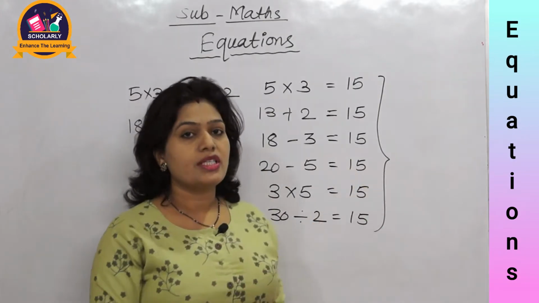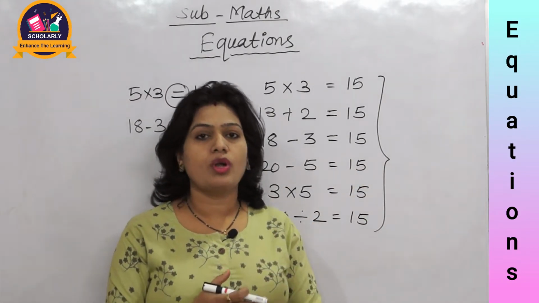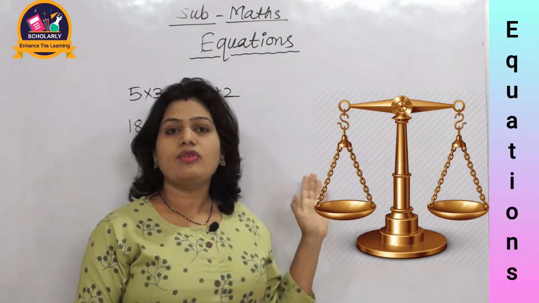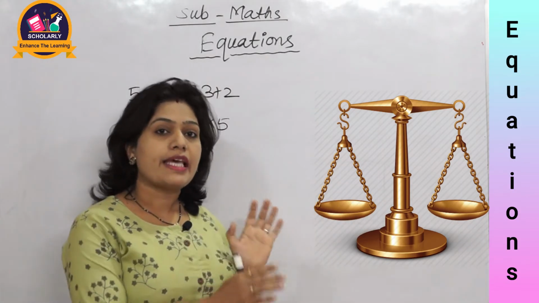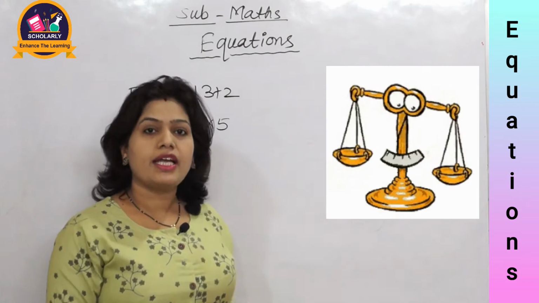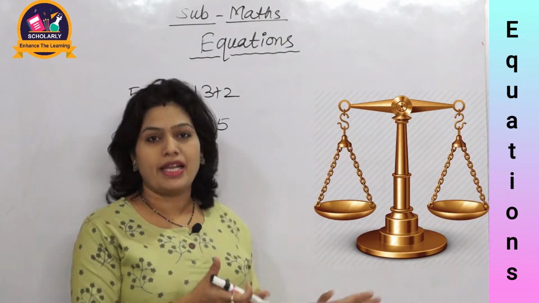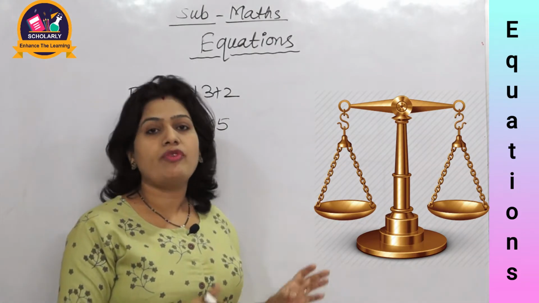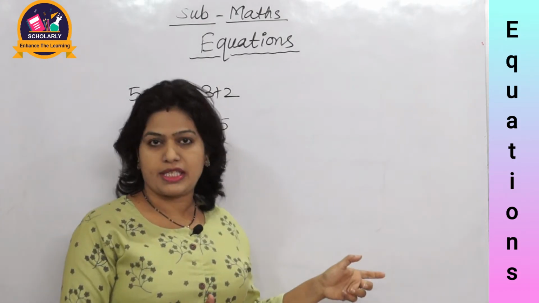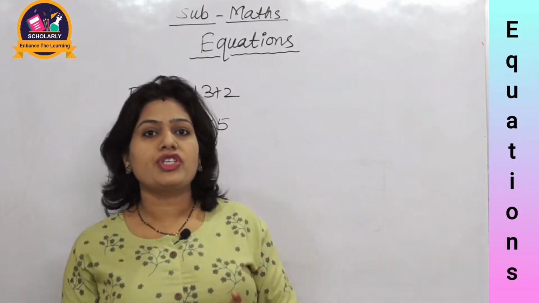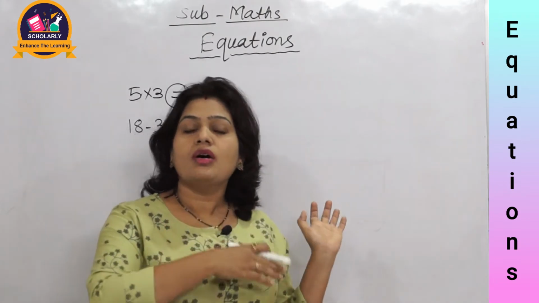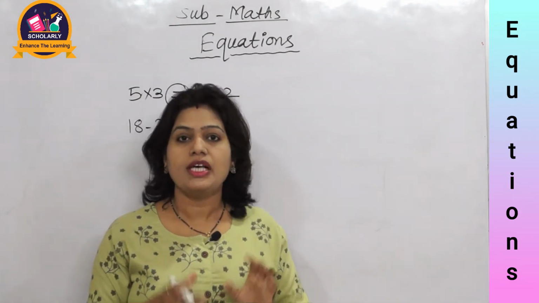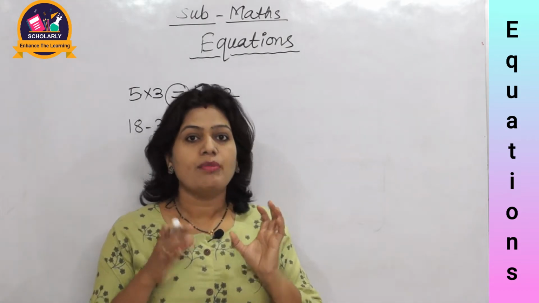To understand equations, we can also see the example of a weigh scale. Suppose this is a weigh scale. On the weigh scale, when we put the same weight on both sides, then and only then the weigh scale is balanced. Balanced is the most important word. The weigh scale is only balanced when we put equal weight on both sides. In the same way, an equation is also balanced when both sides of the equation are equal. The values of both sides are equal, then and only then the equation is balanced.